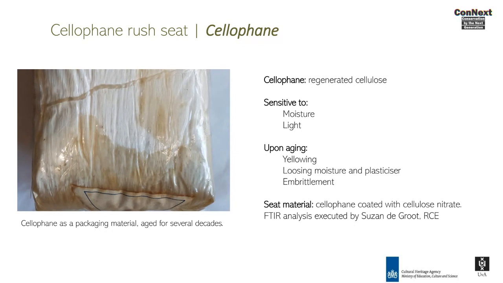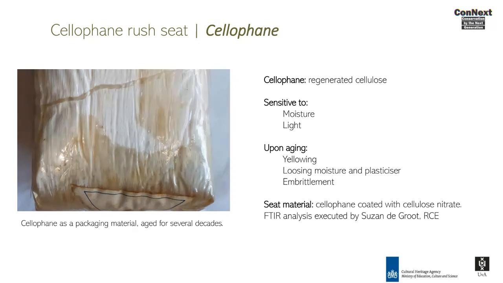So cellophane is actually regenerated cellulose, and it has characteristics similar to paper. It's hygroscopic, very moisture sensitive, but insensitive to most other solvents. It's prone to photooxidation, so sensitive to light. Upon aging, it yellows, it loses plasticizer and moisture, it shrinks and becomes brittle. Here you can see a package wrapped in two layers of cellophane that has been in the light for a few decades. The outer layer has yellowed and is falling apart.